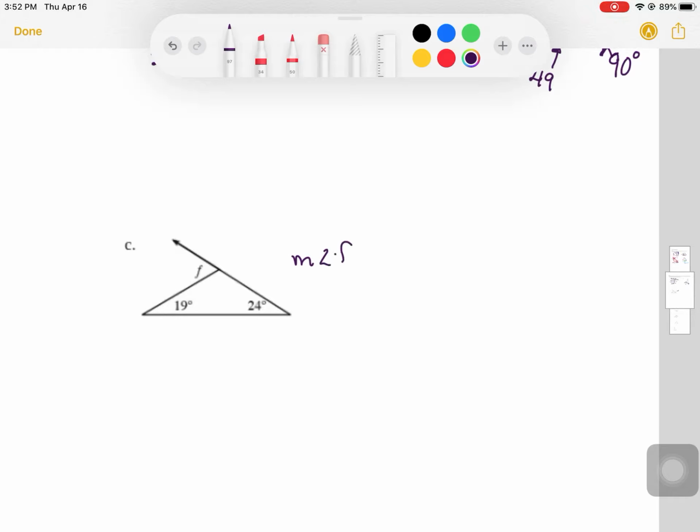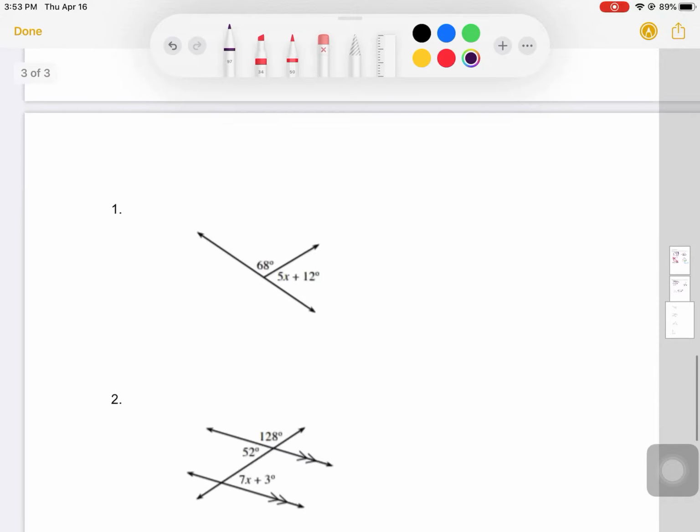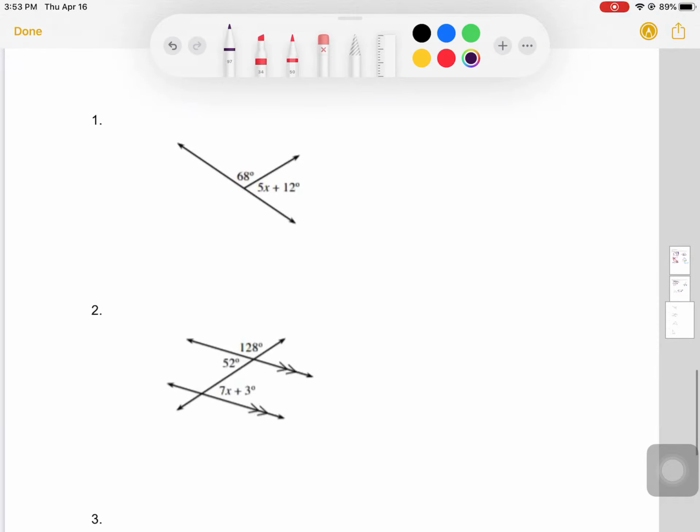And then in this last one, this one involves the fact that the measure of angle F, our exterior angle, is going to be equal to the sum of the remote interior angles. And the remote interior angles are those angles that are not connected to or adjacent to angle F. So the measure of angle F then would equal 43, and I sincerely hope I just added those correctly. Yep, 43 degrees. All right, so those were a couple of the homework problems.